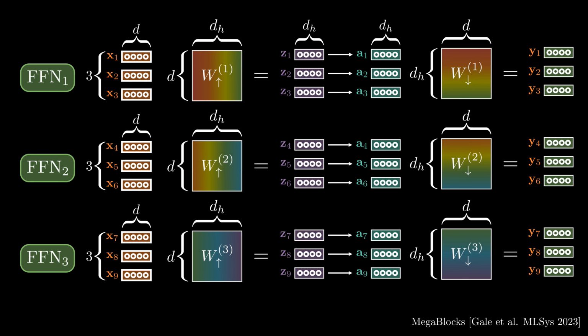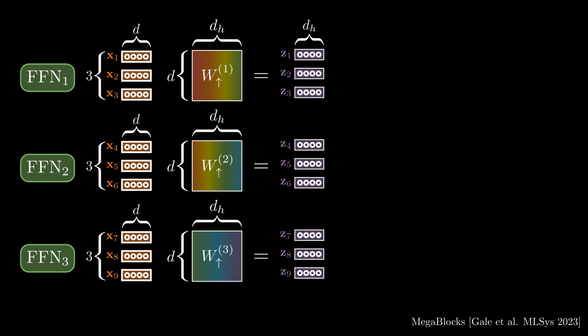Let's focus on the computation of the first matrix multiplication. The batch matrix multiplications allow parallel processing. But this approach imposes the constraint that all experts must be assigned to the same number of tokens. As a result, this leads to a trade-off between token overflow or wasting computation or memory on padding.